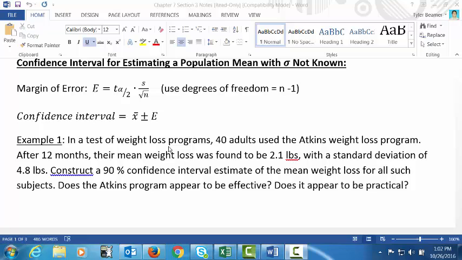So in a weight loss program, 40 adults use the Atkins weight loss program. After 12 months, their mean weight loss was 2.1 pounds with a standard deviation of 4.8 pounds. Construct a 90% confidence interval. Alright, so open up Excel.